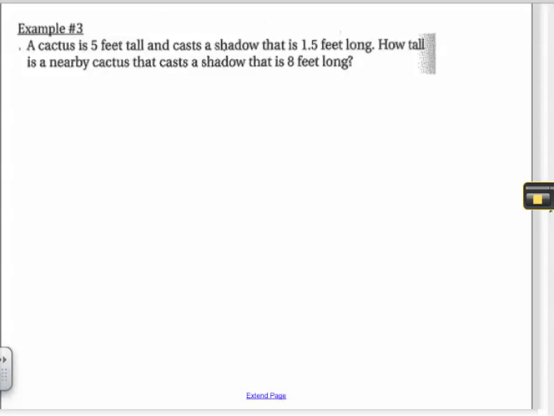Okay, guys, in example 3, they don't give us a picture. They just say that a cactus is 5 feet tall. I'm going to say it's a very slender cactus that looks remarkably like a line. The cactus is 5 feet tall and casts a shadow that is 1.5 feet long. Okay, 1.5 and 5. And you see how it makes a triangle? There it is. Okay. How tall is a nearby cactus that casts a shadow 8 feet long?